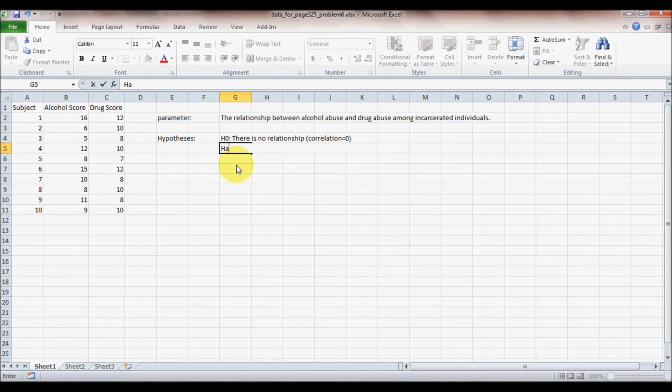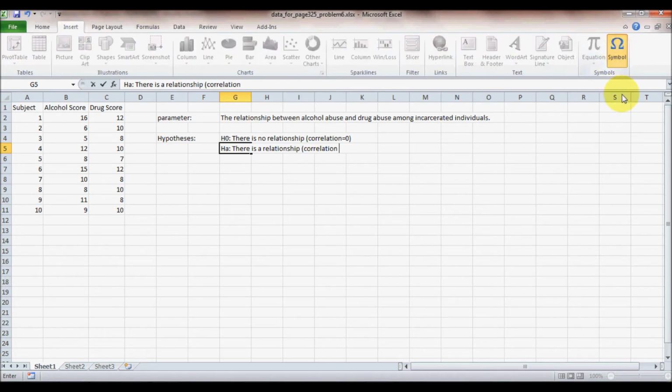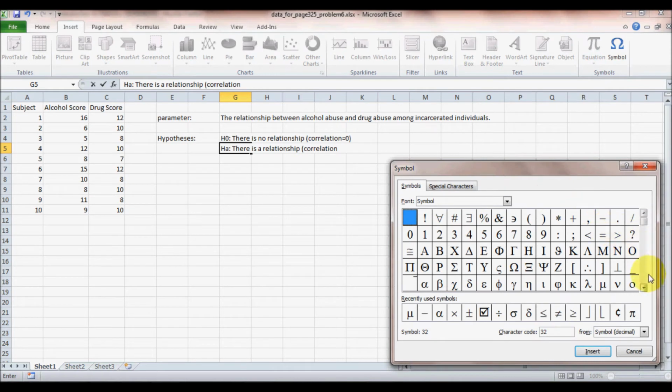The alternative hypothesis is that there is a relationship. Just to remind you, what that means is that there is a correlation, and that correlation is not equal to 0. Let me just get my not equal to symbol.